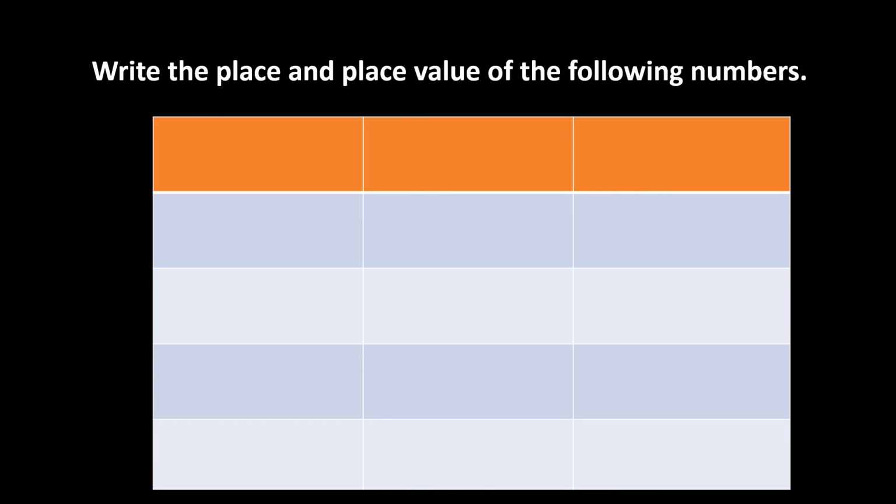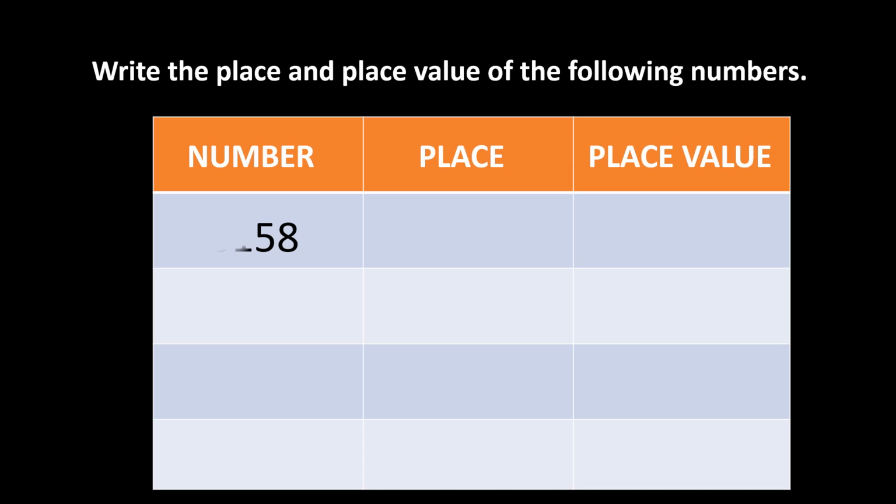Write the place and place value of the following numbers. Look at the table. Number, place and place value. First number is 6158. We have to find the place and place value of 1.